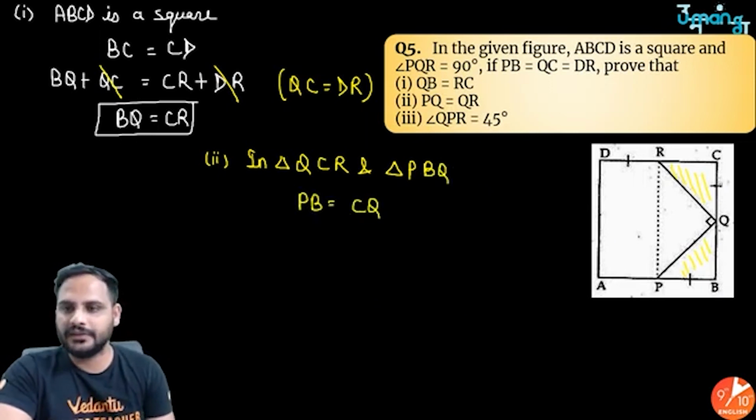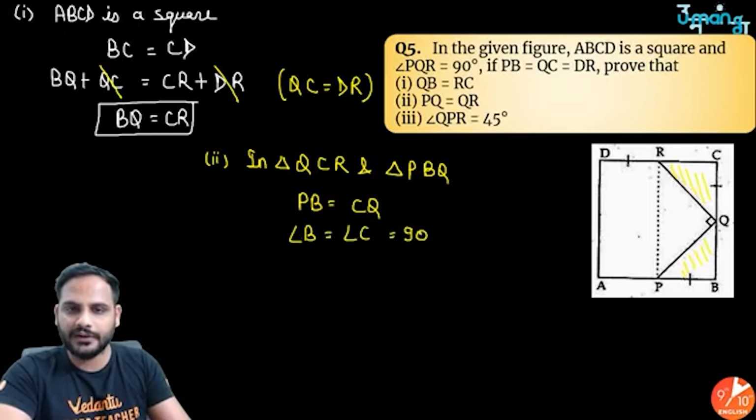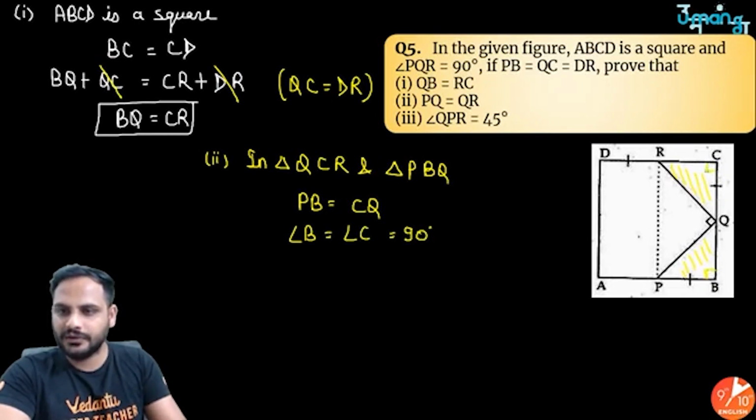PB is equal to CQ, given in the question. Second thing, beta, I know angle B is equal to angle C. Both are equal to 90 degrees. This angle at B is 90, and this angle at C is also 90 degrees. And from the result from the first one, we know BQ is equal to CR.